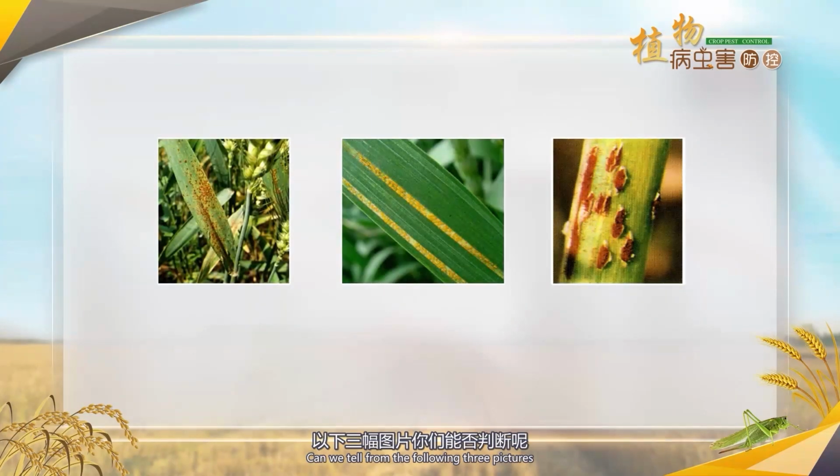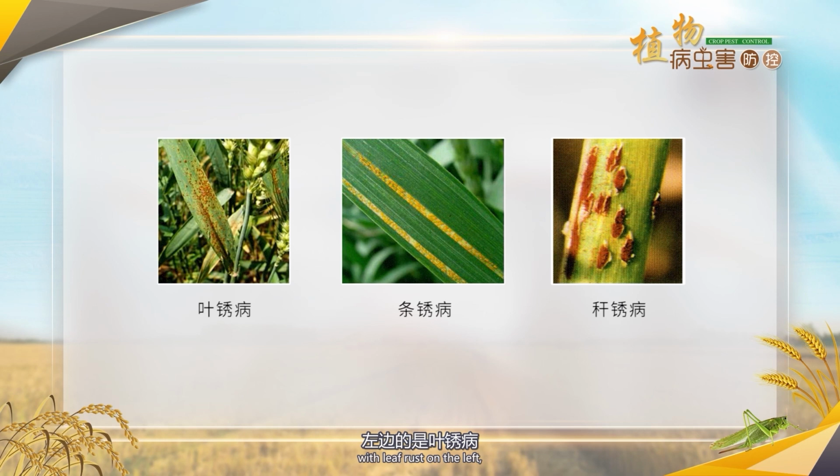Now let's check how much we have learned. Can we tell from the following three pictures? Well, according to their respective symptoms, we can now easily distinguish between these three kinds of rust, with leaf rust on the left, stripe rust in the middle, and stem rust on the right.